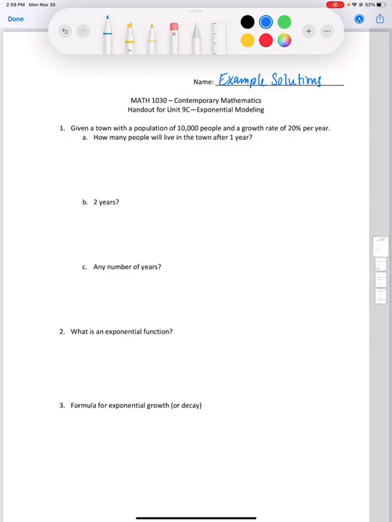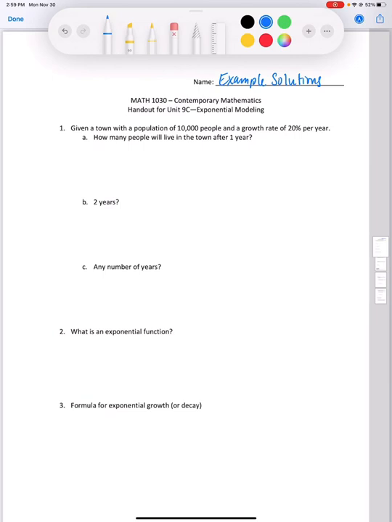Hello class and welcome to the Math 1030 video for handout for Unit 9C, which is exponential modeling. So let's take a look at exponential modeling ideas for applying to real life and to solidify what we've been learning already. Our first question here, we have a town situation.